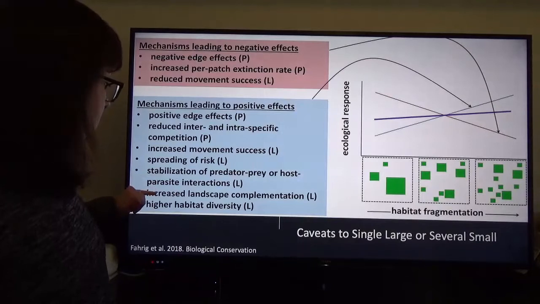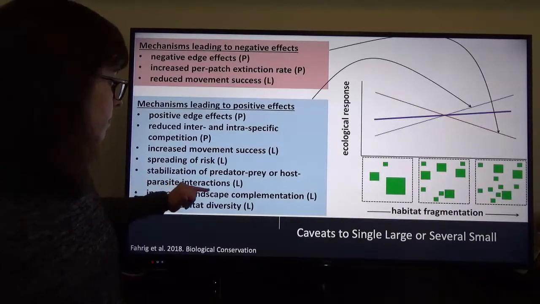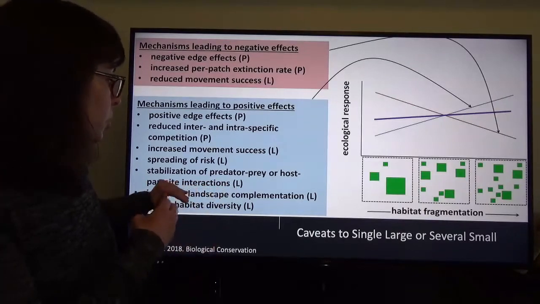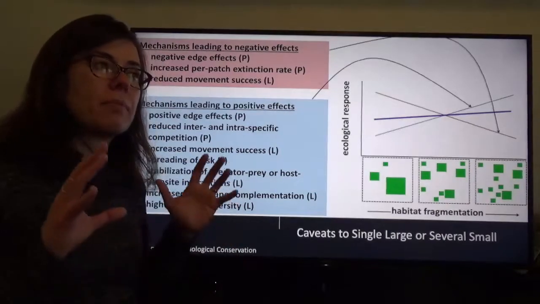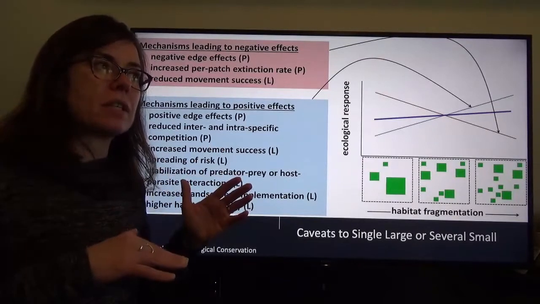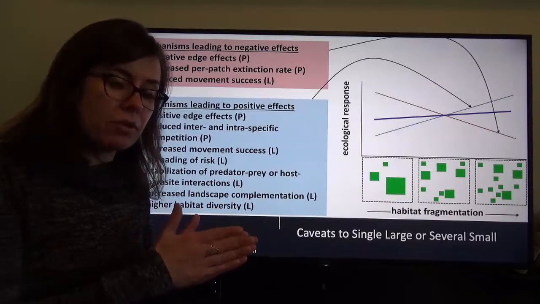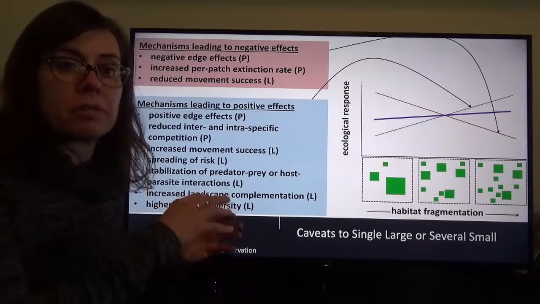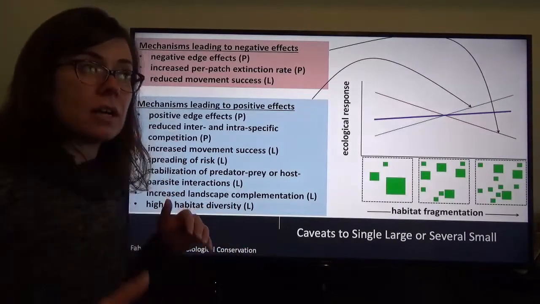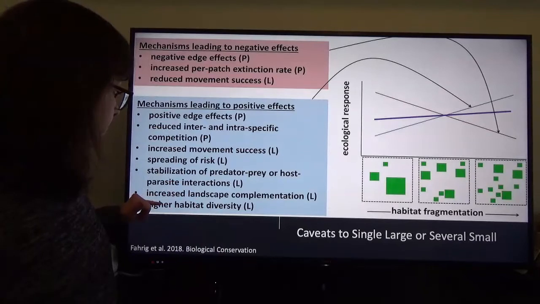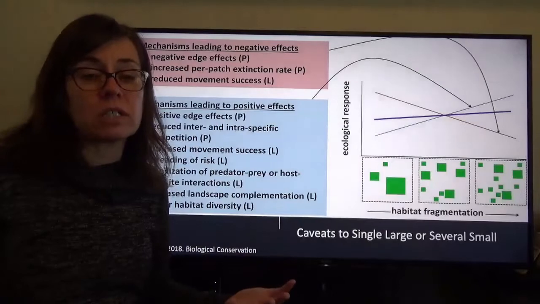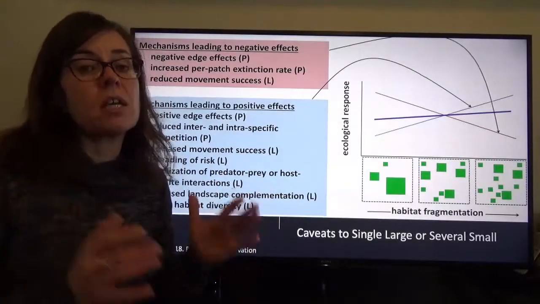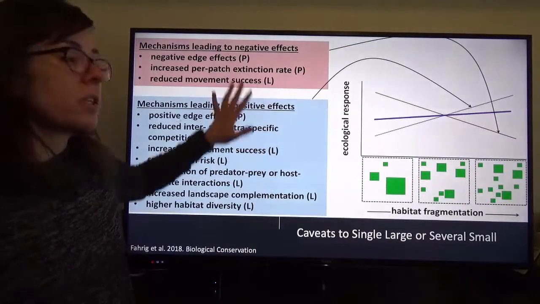Stabilization of predator-prey or host-parasite interactions, because organisms can move away, there are other patches for them to move to, and so there's the potential to avoid having a predator or a parasite wipe out an entire population, because those organisms can move to other places, and it can stabilize those interactions. Increase landscape complementation and higher habitat diversity. So by having patches in more areas, you may cover a wider range of conditions than having a single large area.